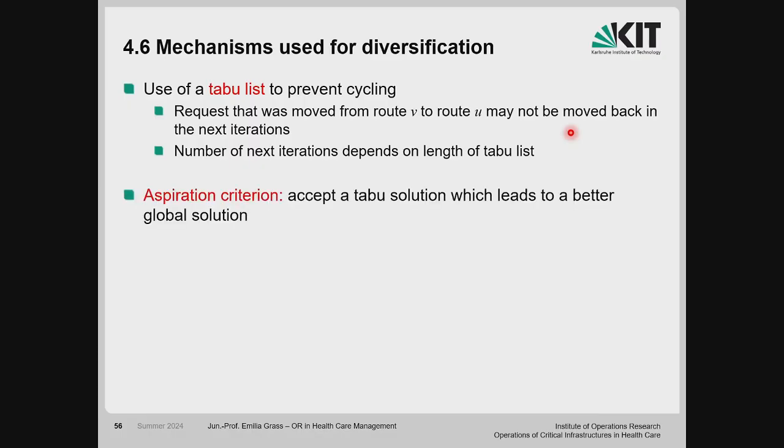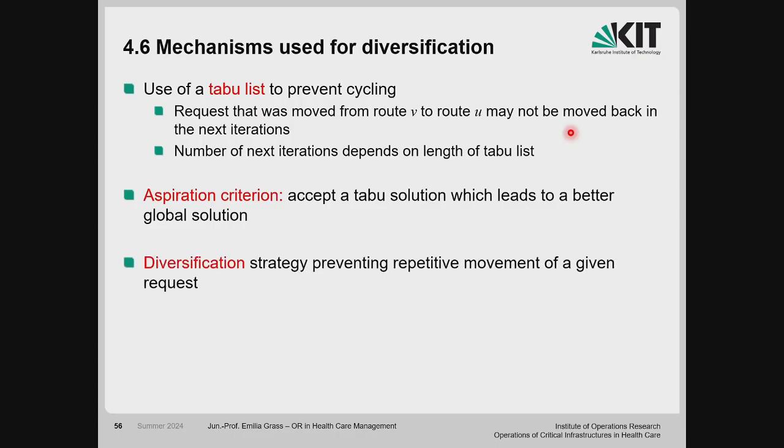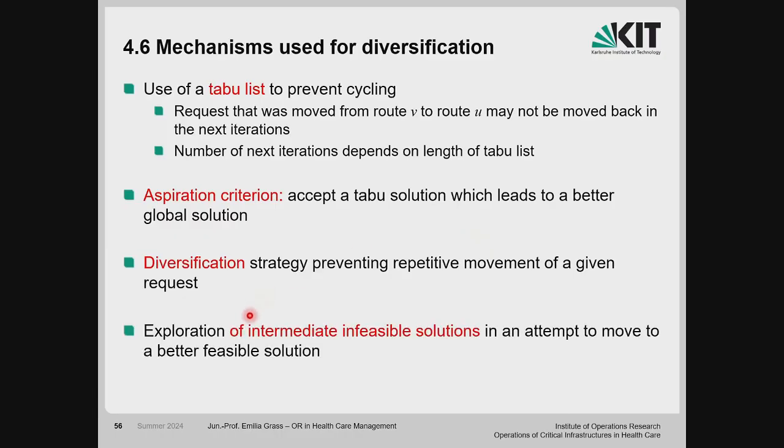And this aspiration criteria, as said before, is to accept a taboo solution even if it's on the taboo list, and we accept this move because it leads to a better global solution. And diversification is to avoid repetitive movement of patient Peter. And then we try to check also intermediate infeasible solutions to find better solutions. This hasn't been done before, and this is also the trick and the main idea of the entire algorithm, to allow infeasible solutions first and then make them feasible again. This overall finds better solutions than before.